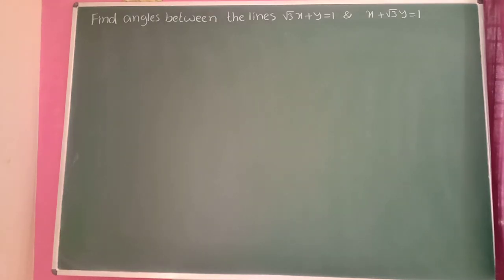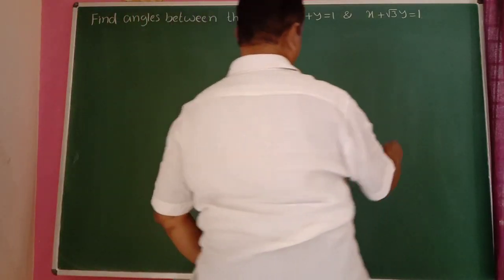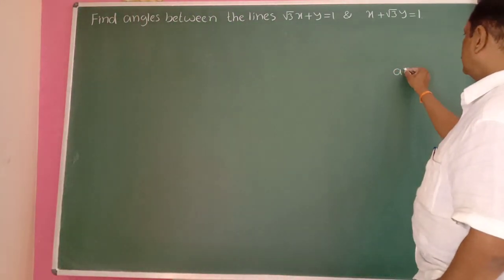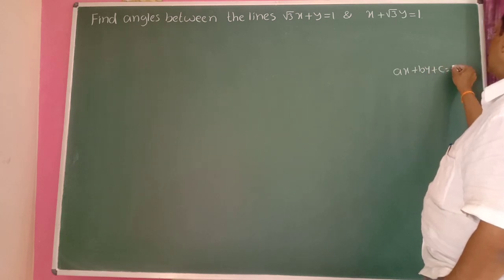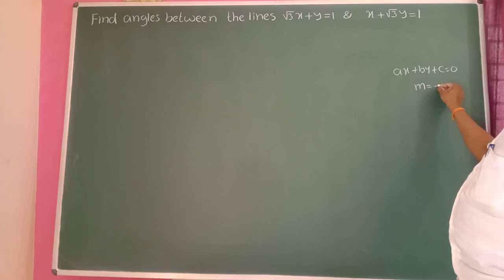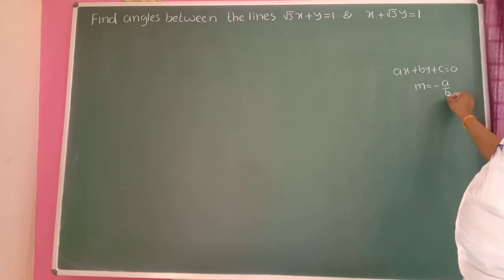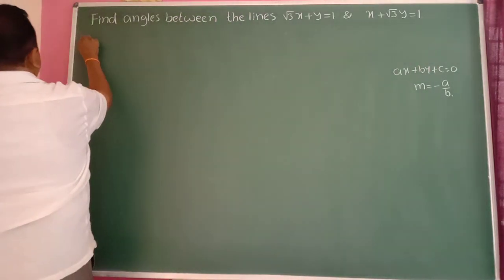So find the angle between the lines here: root 3x plus y equal to 1 and x plus root 3 y equal to 1. Suppose ax plus by plus c equal to 0 is the line here. Then the slope is given by the formula minus a divided by b. Okay, this is that formula.